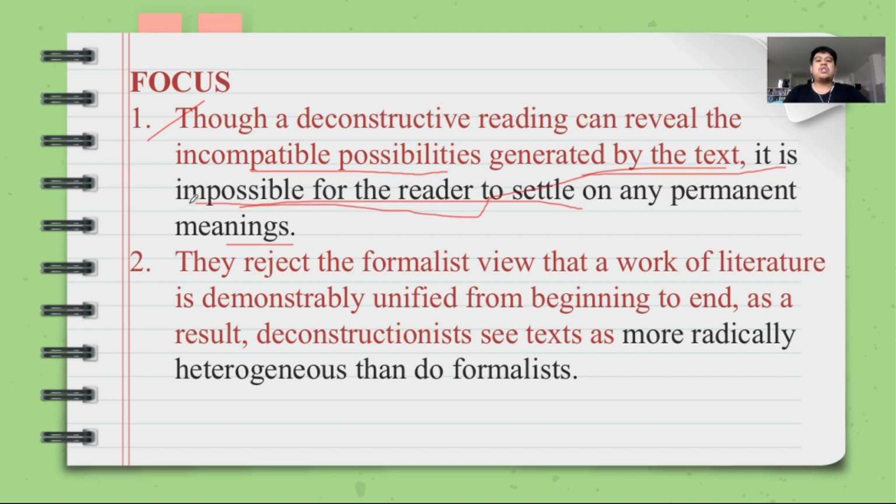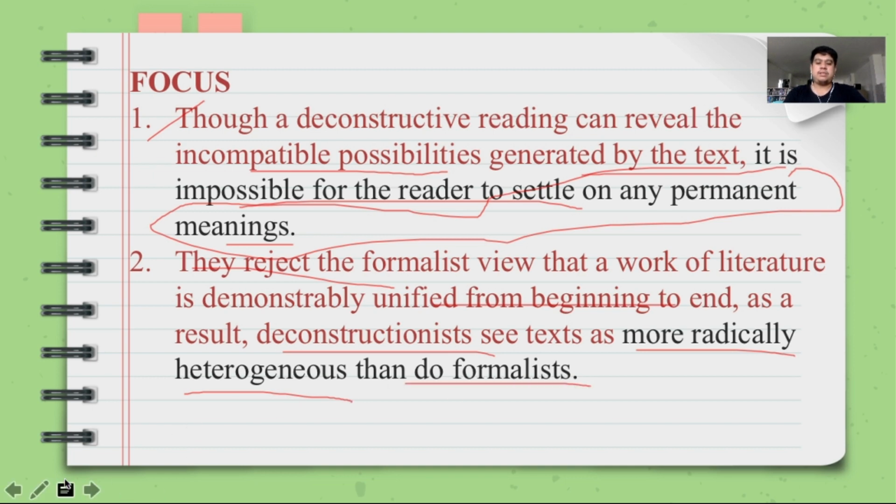So class, in deconstructionism, we always think that readers might have different interpretations and we must not settle on permanent meanings. Somehow, or perhaps, the character might change, the instances might change, and it is not always linear. Okay? For some instance, let's say the character is bad, we should never expect that in the end of the story, the character will always end as a bad one, or a tragic one. There might be shifting, okay? And that specific thing is being subjected to deconstructionism. So they reject the formalist view that the work of literature is demonstrably unified from the beginning to the end. As a result, deconstructionists see text as more radically heterogeneous than do formalists. Okay?